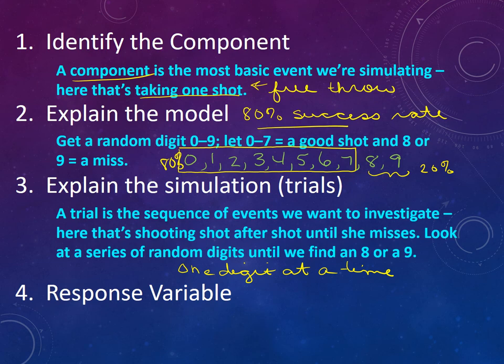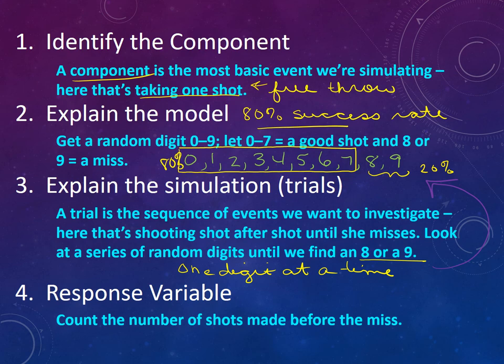Remember that 8 or 9, those were my 20% failures. What am I going to do? Well, I'm going to count the number of shots it takes me. I'm not going to count 2 plus 4 plus 1 plus 6. I'm not going to add those guys up. I'm just going to simply count them. Each number that is not an 8 or a 9 is just a good shot. And I'm going to count the number of good shots until I hit an 8 or a 9. When I hit an 8 or a 9, I'm not going to count that. I'm going to count the numbers that came before.